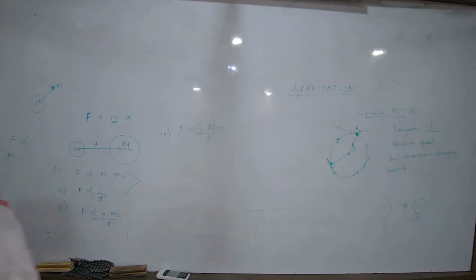Followed? Let's read that part. Universal law of gravitation. Every object in the universe attracts every other object with a force which is proportional to the product of their masses and inversely proportional to the square of the distance between them. Stop. This is a very important statement.